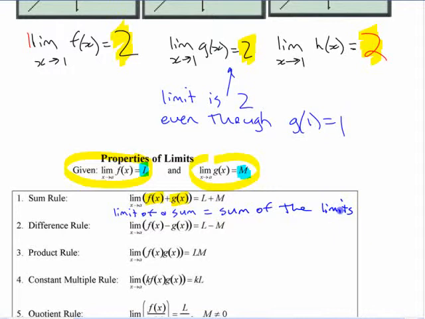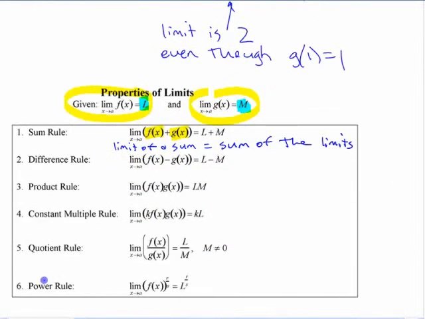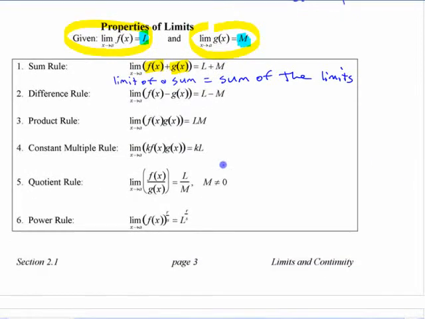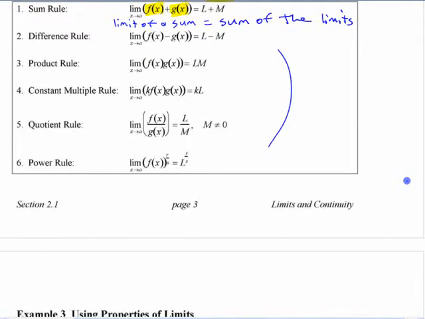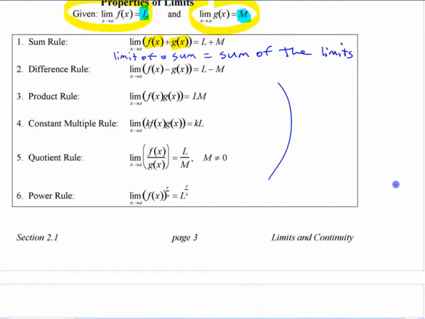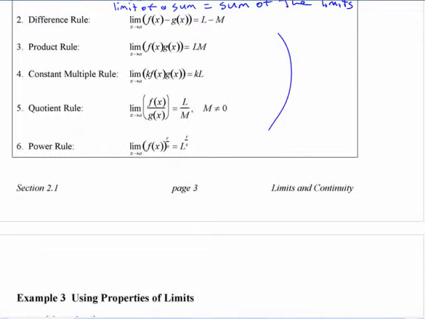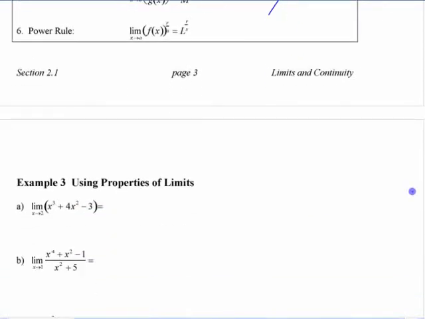You can write the same thing for these other ones here. The limit of a difference is the difference of the limits. The limit of a product is the product of the limits. And so on. Have a look at what those are, and you can start to make use of them as you look at functions. Well, we're going to use them here.